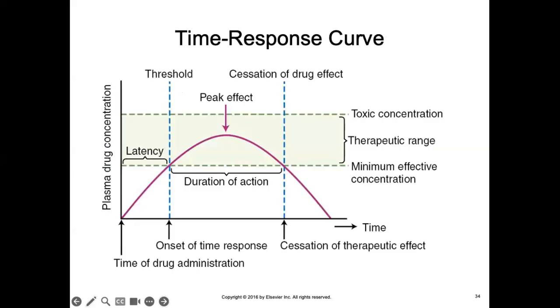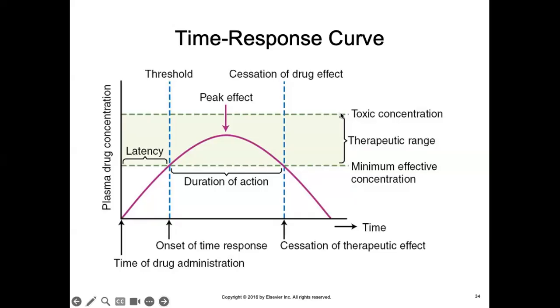The time response curve indicates the time of drug administration, the onset of the time response, which is the threshold, the peak effect, the duration of action, and the cessation of the effect. In addition, it indicates the toxic concentration of a drug and the therapeutic range and the minimal effective concentration of the drug. So you can see all of those in this particular diagram.